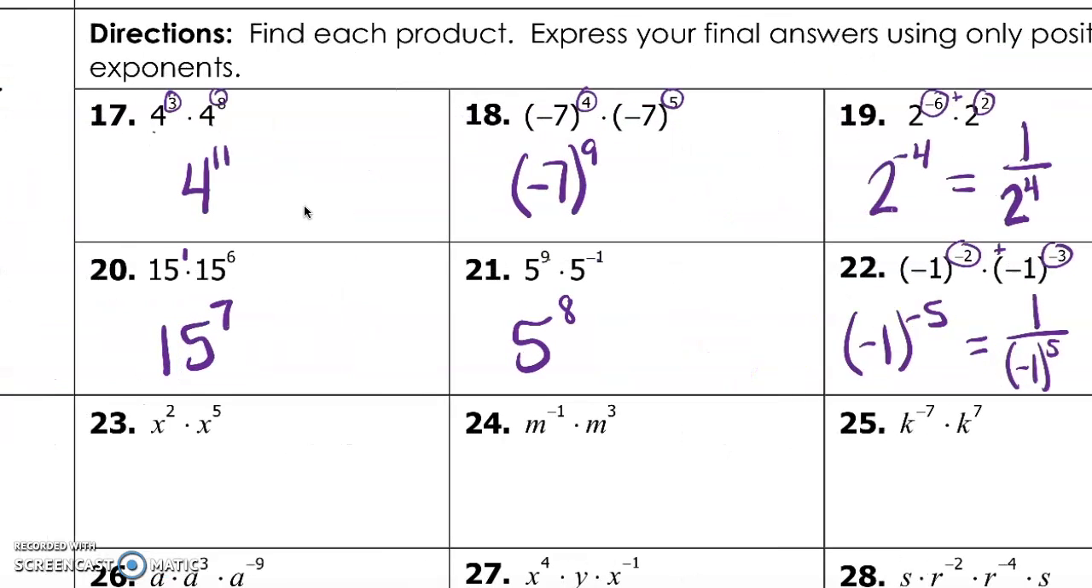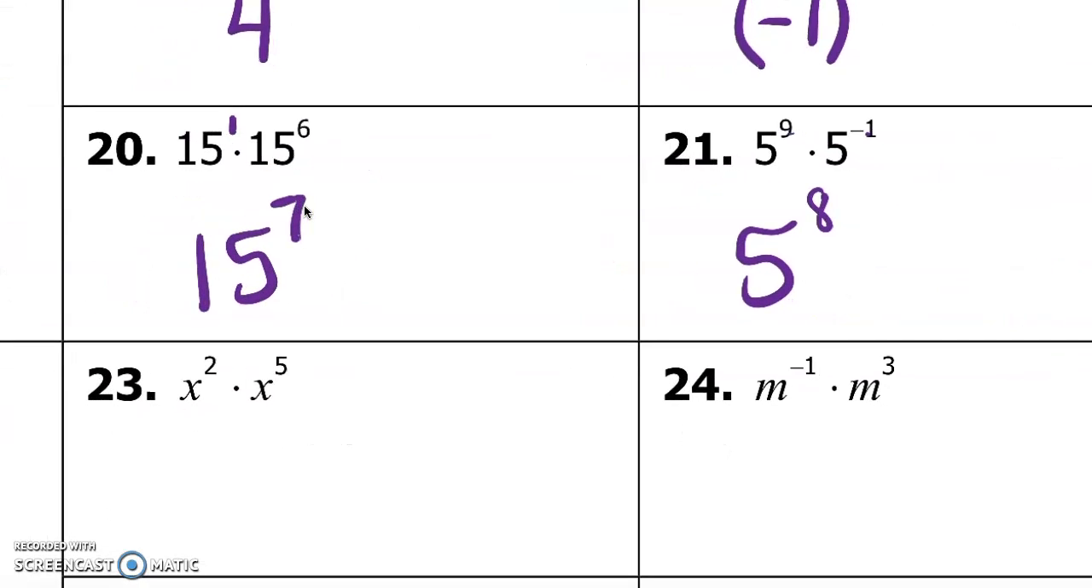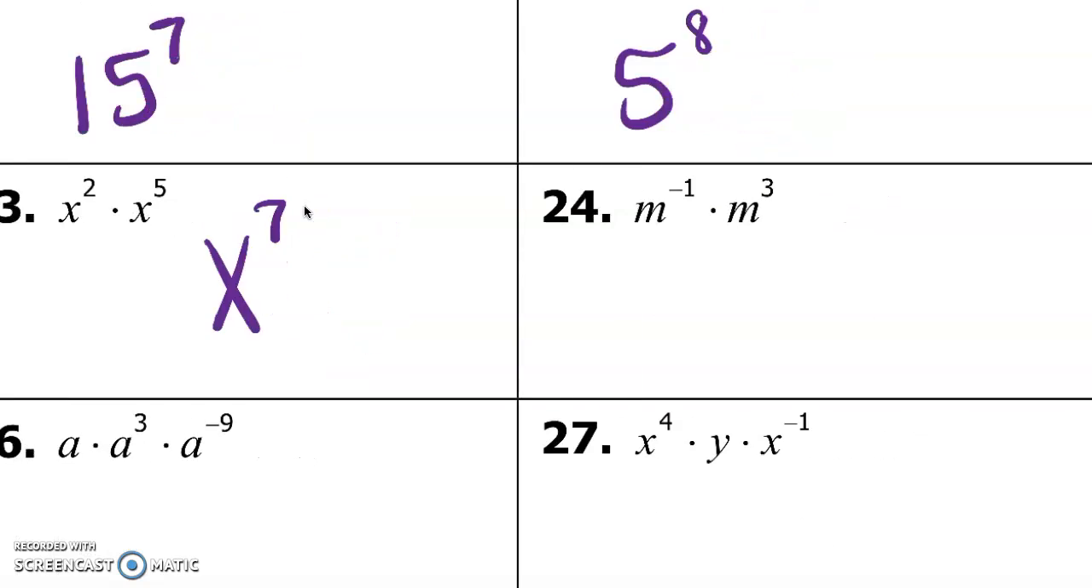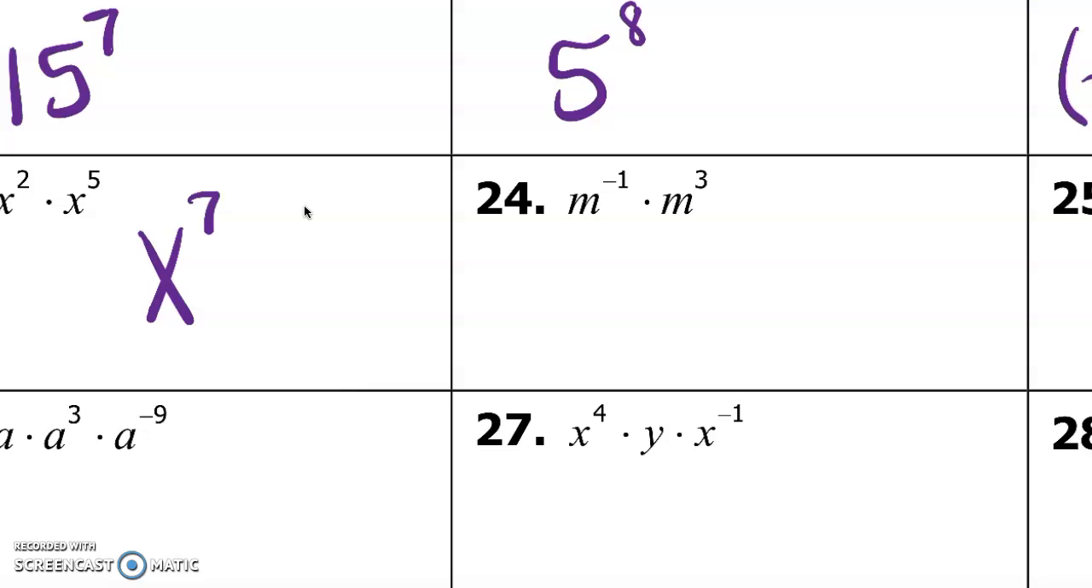We do the same thing even if it's variables. So x times x to the 5th becomes x to the 7th. 2 plus 5 gives us 7. 24, m to the -1 times m to the 3rd would be m to the +2. -1 plus 3 is +2.